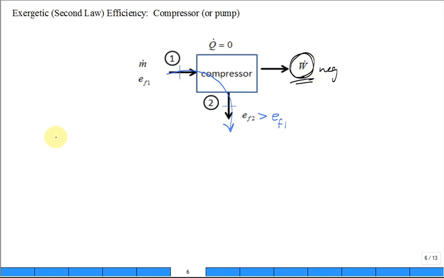So the exergetic efficiency is what we desire. We desire a large M dot EF2 minus EF1. And what does it cost? It costs W dot. Now you could put a negative on that so that the signs work out. Or you just talk about the power into the compressor or power into the pump. Make sense? All right.